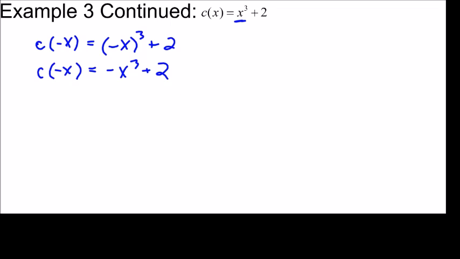Now with an even function, when we substitute in a negative x, we get the original function back. But this function right here doesn't appear to be the original, because one has a positive x cubed and the other has a negative. And it's not the negation. With an odd function, when we substitute a negative x, we would see that all the signs would be switched, and we could factor out a negative. But that doesn't seem to be the case here.